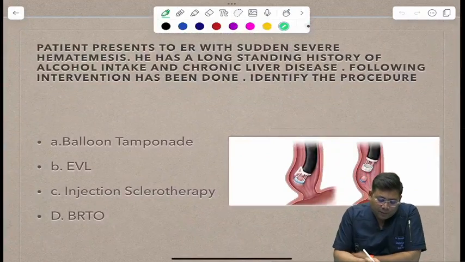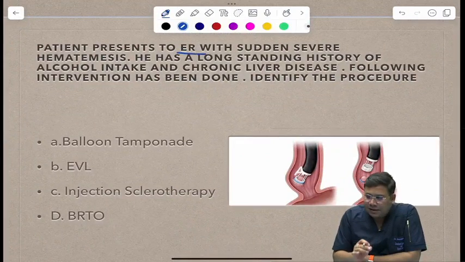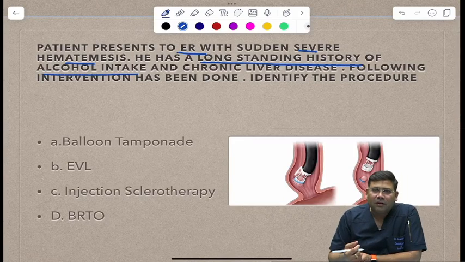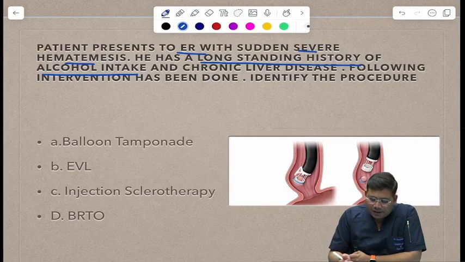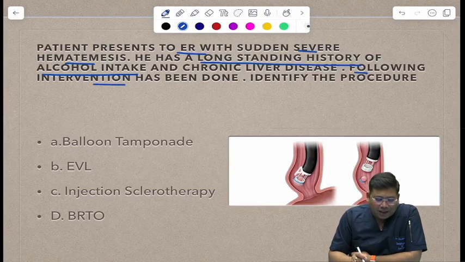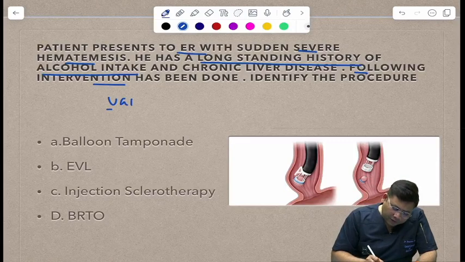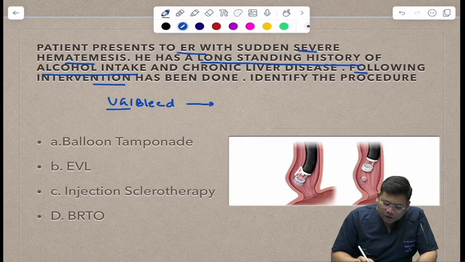A patient presents to ER with sudden severe hematemesis. He has a long standing history of alcohol intake with chronic liver disease. So it's a very easy question. Following intervention has been done. So now you can understand this is upper GI bleed. One very important thing is this is upper GI bleed, and this upper GI bleed is associated with portal hypertension. Very simple, very important thing.